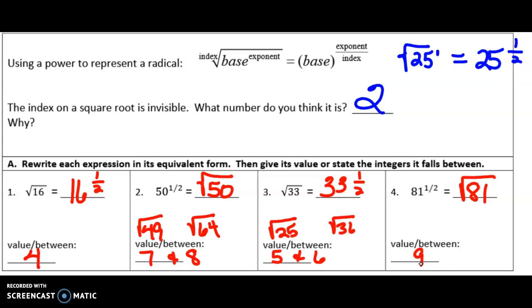Okay, so the big idea is that these are equivalent. The 1/2 and the square root. That's the big idea we're going to start with.